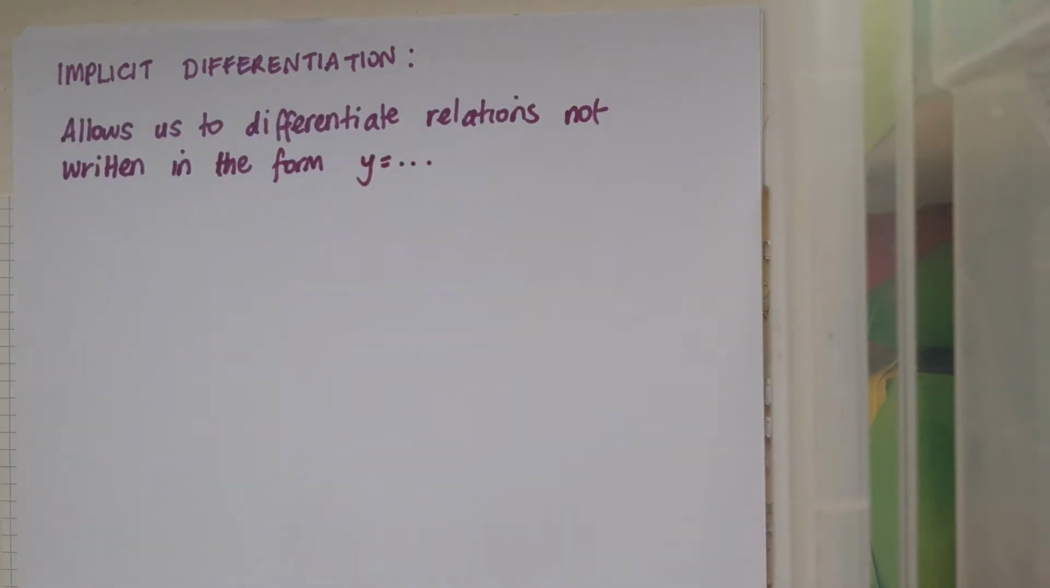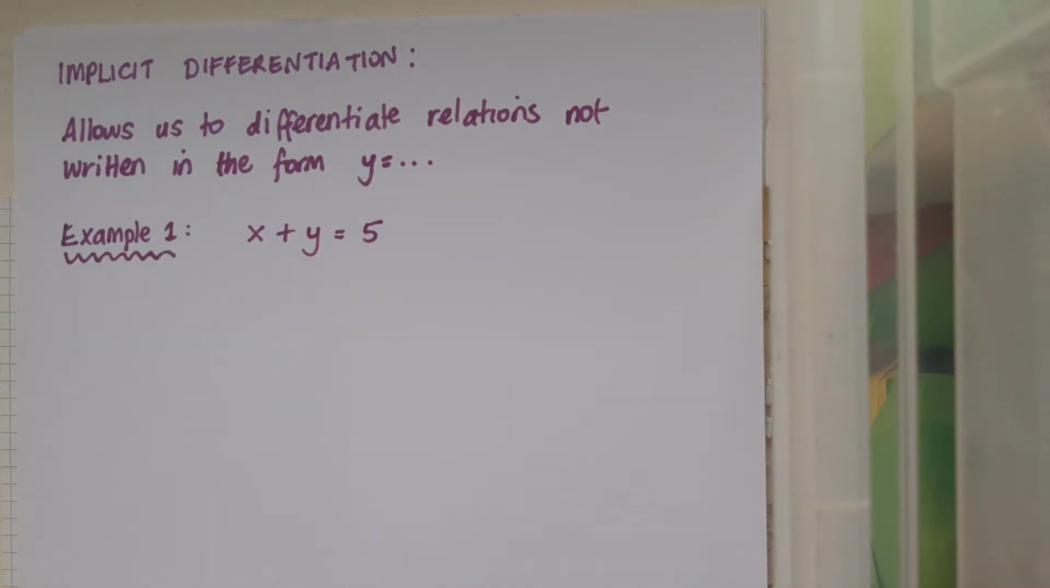This video looks at how to do implicit differentiation, and it's just a short video because this isn't a very big part of our course, but it's important to be able to do it all the same. So implicit differentiation is useful because it allows us to differentiate different types of equations, specifically relations that aren't written in the form y is equal to.